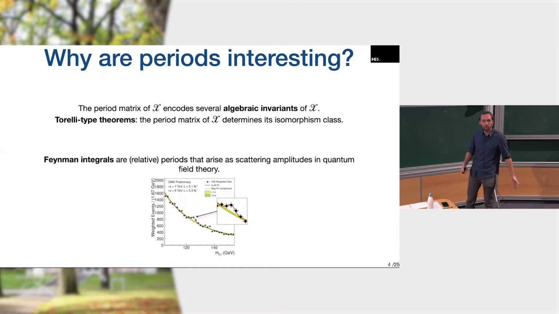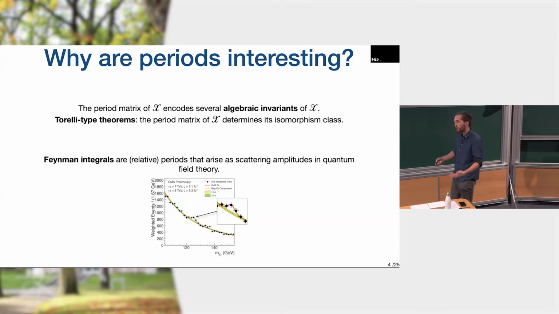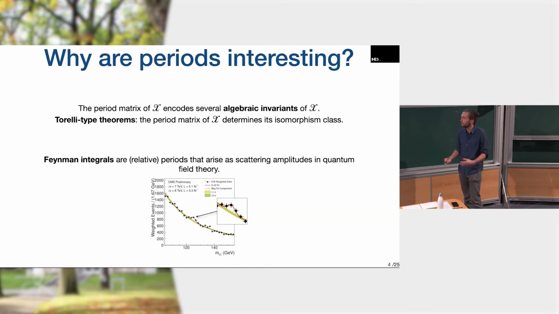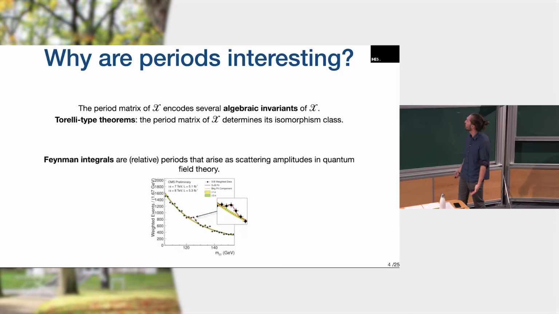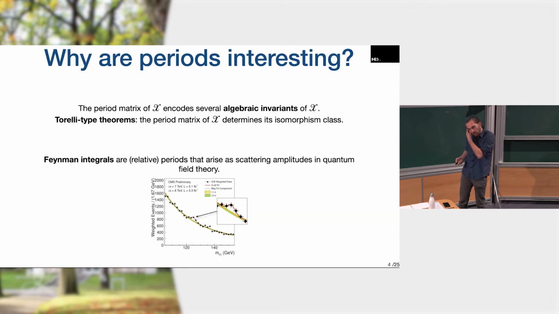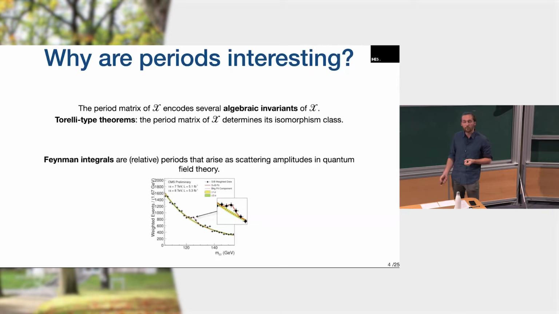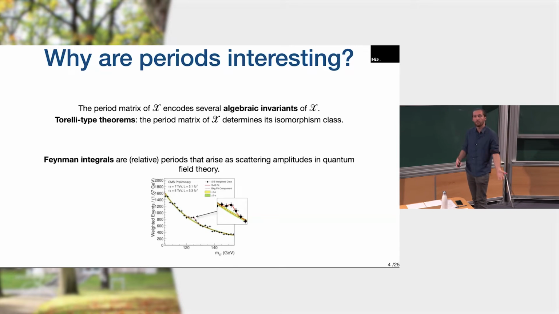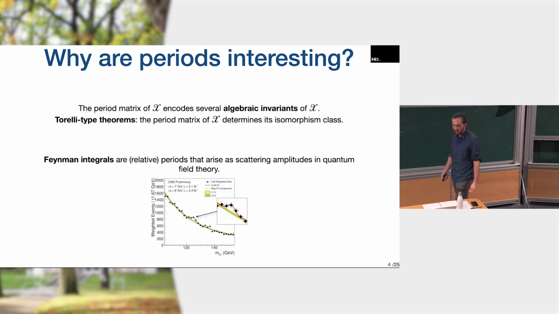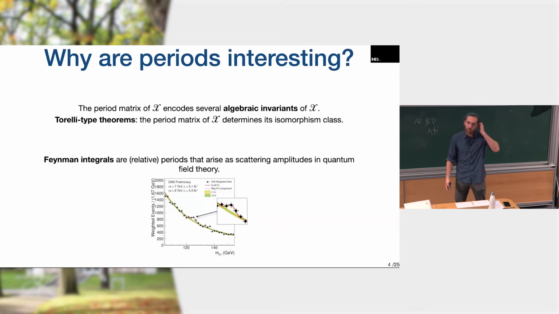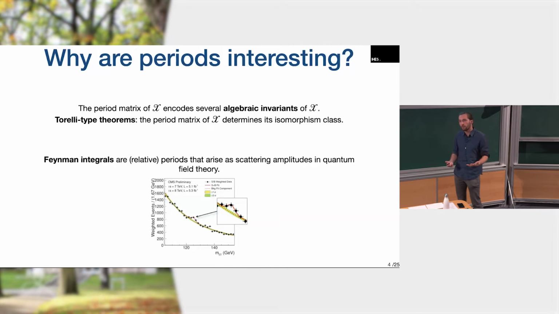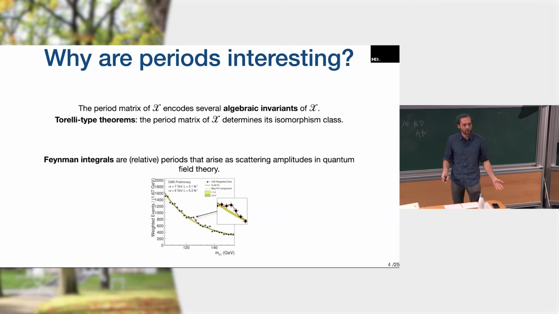And in fact, if you manage to compute sufficiently precise numerical approximation of this period matrix, you can recover some algebraic invariants, or you can hope to recover some algebraic invariants of the varieties you're considering. The second motivation comes from physics and concerns Feynman integrals, because periods arise as Feynman integrals, which are integrals associated to Feynman graphs, which arise as scattering amplitudes in quantum field theory. And what this means is that it allows physicists to compare their theories to actual experiments led in particle colliders.